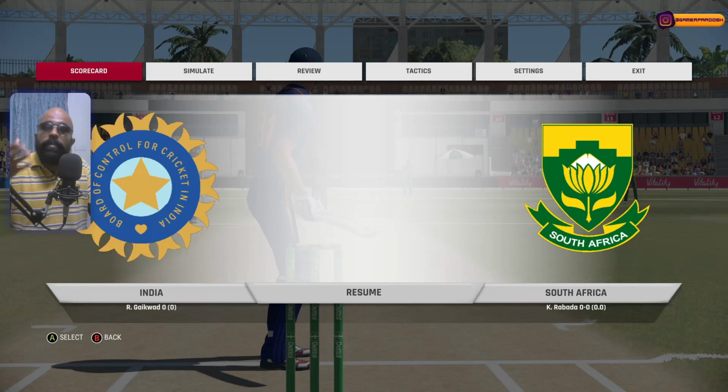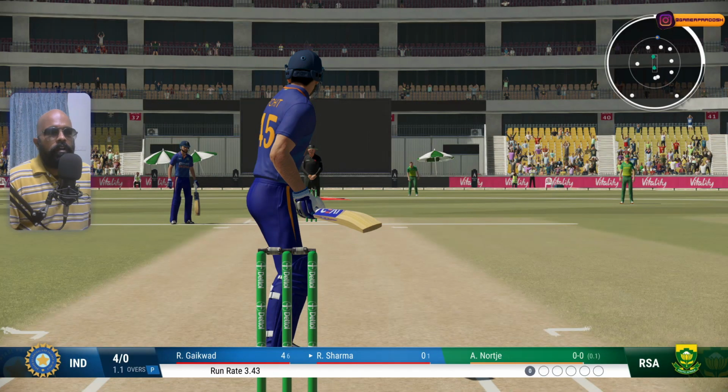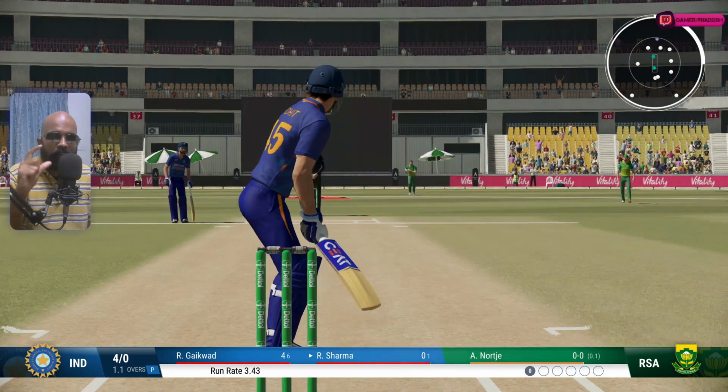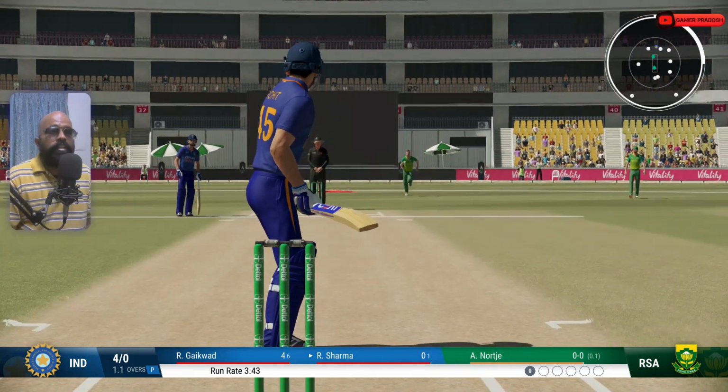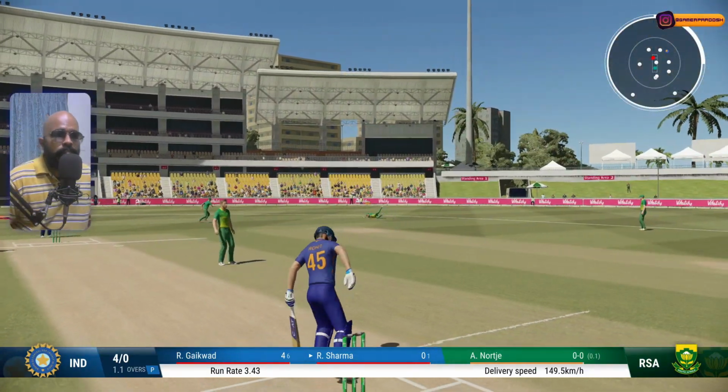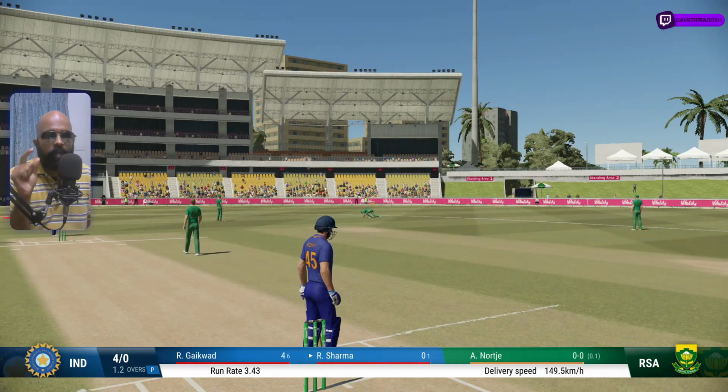The reason I use batting close is because I can literally read the ball, which I'll be showing now. Okay, alright. So the main reason I play in this camera angle is because you can actually read what kind of delivery is being bowled to you. Right there. So that's the biggest advantage of this camera angle.